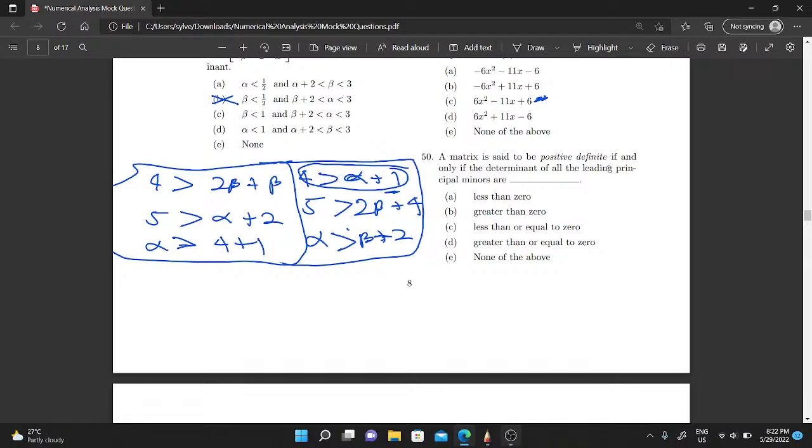A matrix is said to be positive definite if and only if the determinants of all the leading principal minors are... So if you remember in class, for the Cholesky method, you first have to determine whether it is symmetric and positive definite. Now, for positive definite, you can do it in two forms. The first one is that you choose an arbitrary vector, let's say X. You multiply X transpose by the matrix and then by X, and the value you get should be greater than or equal to zero. So to prove that matrix A is positive definite, you choose a number of arbitrary vectors and solve this to check that your answer will always be greater than or equal to zero. That means your matrix is positive definite.